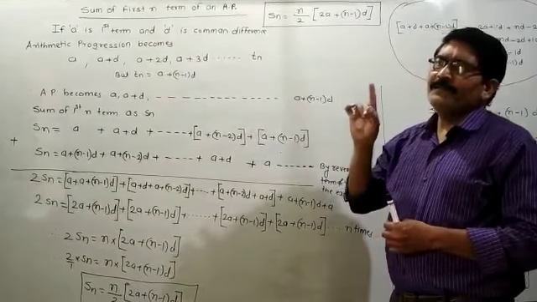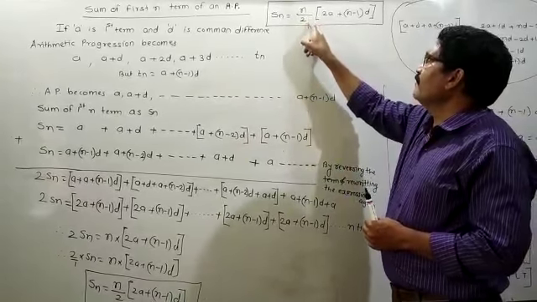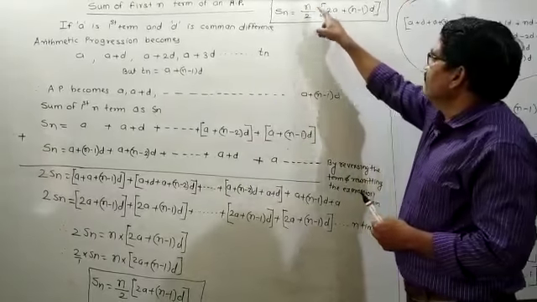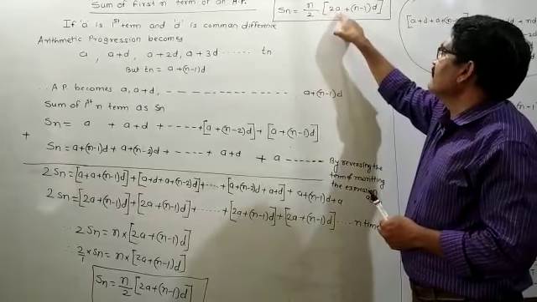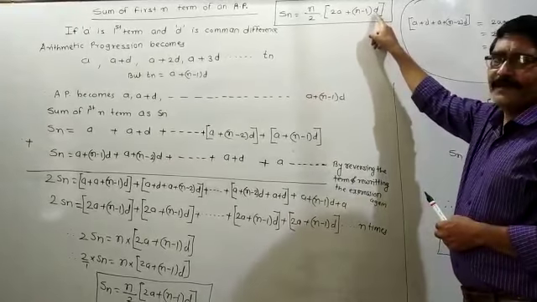You have to learn this formula properly. Sn is equal to n upon 2 in brackets 2a plus (n minus 1) into d. Here n is the number of terms, a is the first term, and d is the common difference.